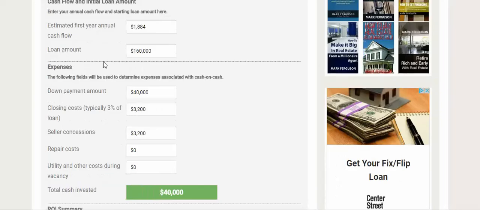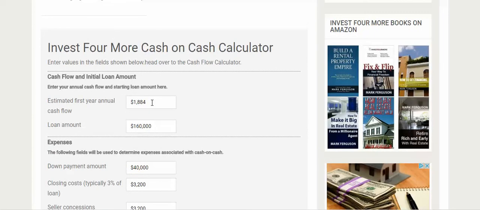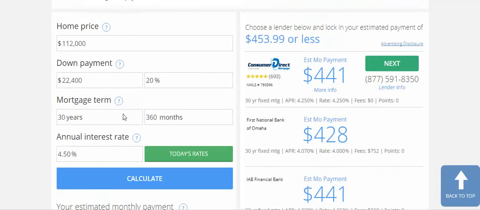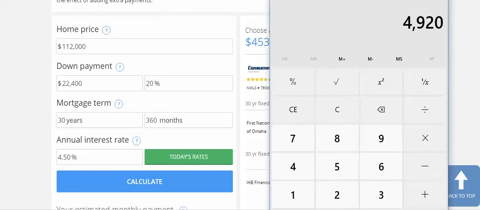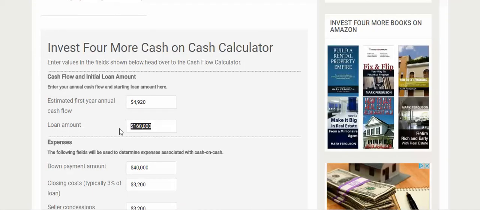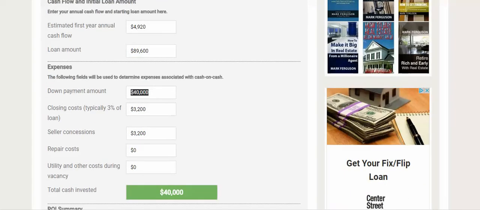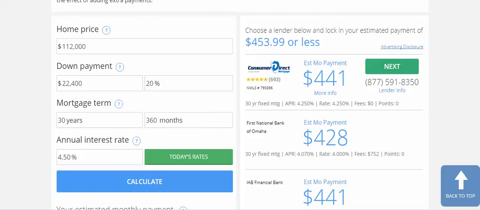So let's go over to my cash on cash return calculator. Oh, I already forgot what it was. $4,920. Loan amount. What was that loan amount? It was $112,000 minus $22,400, which is your down payment. $89,600 is your loan amount. Down payment was $22,400. Yep.